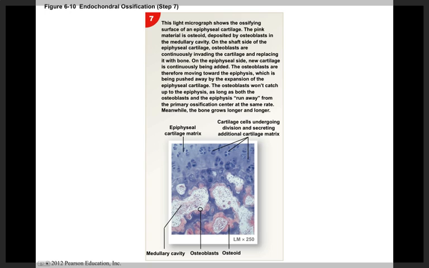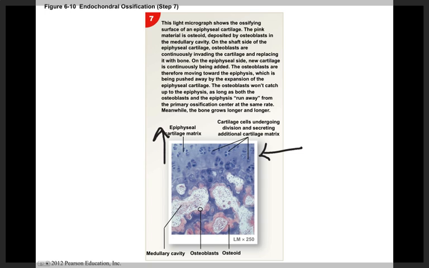Here we see a micrograph of what's happening at the growth plate. We can see those chondrocytes in there. Do you recognize the cells? They are very distinct looking. And those chondrocytes are actively proliferating, going through mitosis, and in the process they're lengthening that cartilage.